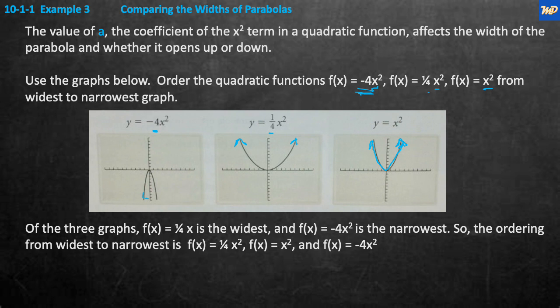So it says of the 3 graphs, f of x equals 1/4 x squared is the widest, that's the middle graph. f of x equals x squared is kind of in the middle, it's not wider or narrower. Then the negative 4x squared is the narrowest. So ordering them is 1/4 x squared, then x squared, and then negative 4x squared.